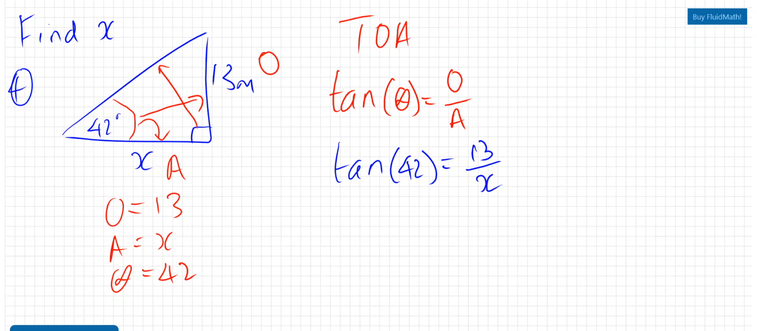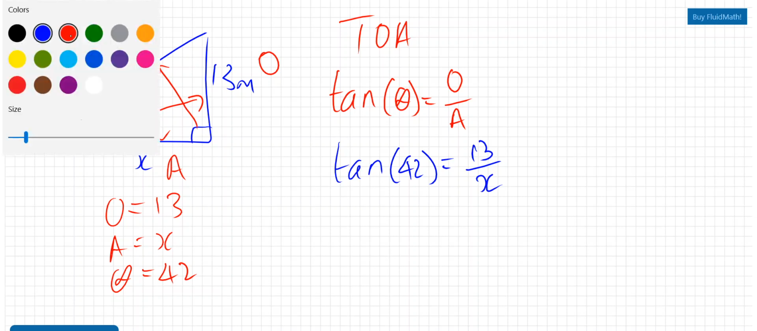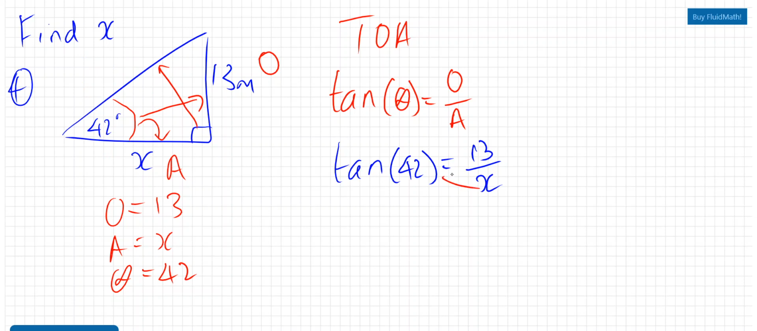Now I can see my X is on the bottom, and we know how to solve this. So I'm going to go just times the X over there. I know there's a 1 here, but it's invisible. So I end up with X times tan 42, which equals 13. Okay, that's the way I like to do it. All right.